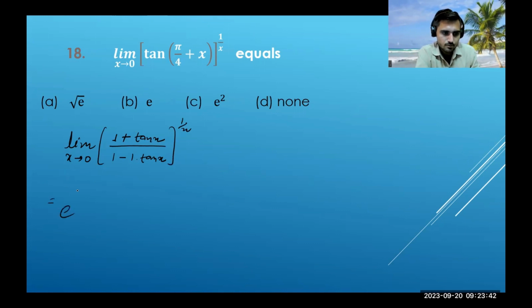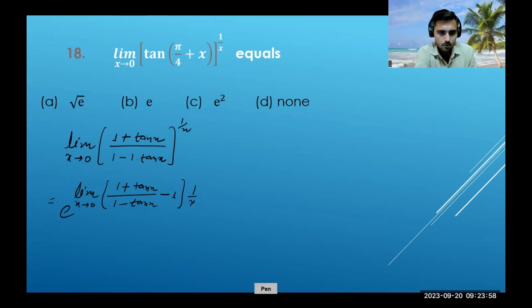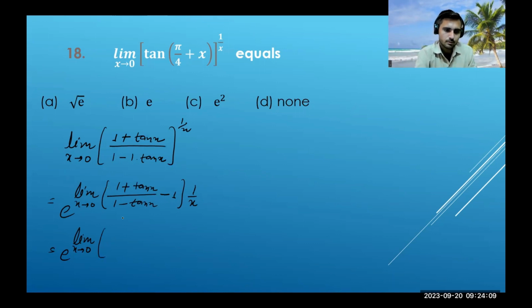Now we'll write it in exponential form. 1 plus tan x upon 1 minus tan x minus 1, and here we have 1 upon x, right? So limit x tends to 0, and we'll take the LCM. So what will be the answer? We'll get 2 tan x upon 1 minus tan x, into 1 upon x, right?